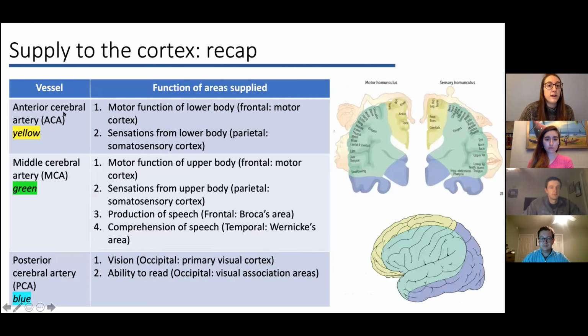So just to recap the vessels and the function of the area supplied, because this is going to be really important for understanding why a blockage in one region might lead to certain specific symptoms. The anterior cerebral artery is going to have motor function of the lower body and sensations from the lower body. The middle cerebral artery, in green here, is going to supply blood to areas in charge of motor function of the upper body, sensations of the upper body, Broca's area, so the production of speech, and the temporal area, that's Wernicke's area, so comprehension of speech. And then the posterior cerebral artery is going to be our visual occipital lobe, so vision, the ability to read is another example of the function that it supplies.